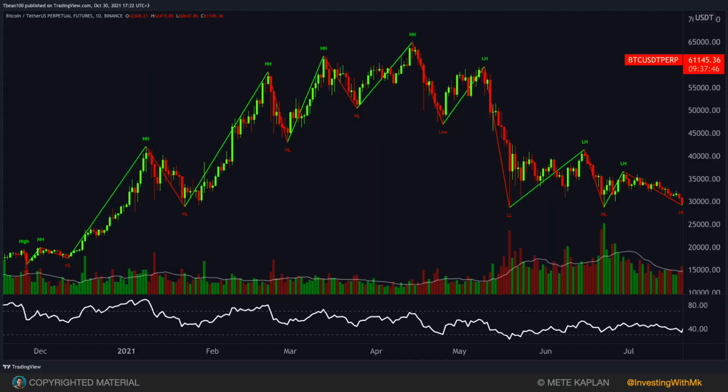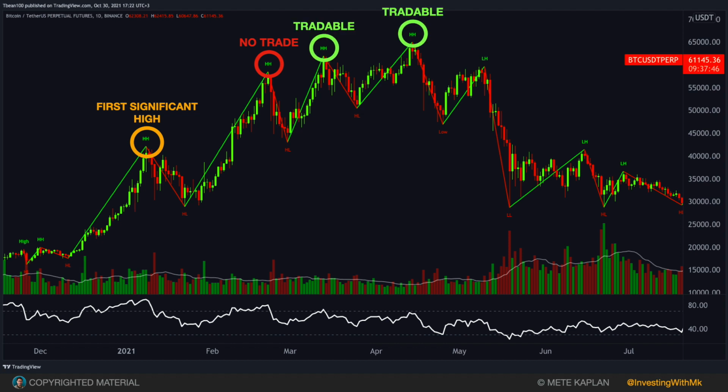Now, this is the Bitcoin chart on a daily time frame. Chart time intervals do not matter. You can use this strategy from 5-minute charts to weekly charts. Rules are the same and simple. So as you can see, Bitcoin had its first significant high here. This tells me that an uptrend may start and momentum is strong. But it does not tell me anything else yet. I skip the second higher high and wait for the third and the fourth ones to trade.